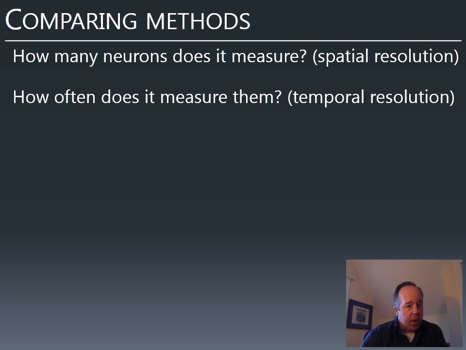Something like fMRI or PET, you might get an image every couple of seconds, which obviously you're not going to be able to see individual action potentials, because action potentials happen in 1,000th of a second. EEG and electrophysiology, you can see that. You can see individual action potentials and the results of them. Something like PET or fMRI, you're averaging not just over neurons, but also over time.